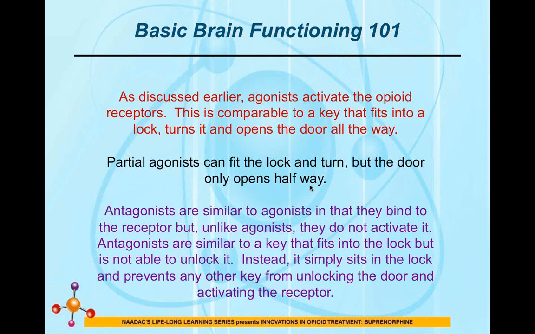Going a little bit further, we said antagonists are very similar to agonists in that they bind to the receptor, so that key is going to fit into the lock. But the difference is that the key is not going to turn the lock and unlock it. Instead, it's simply going to sit in that lock and prevent any other keys from unlocking the door and activating that receptor. I hope that little analogy helps with thinking about the different ways in which the agonist, partial agonist, and antagonist affect the receptors. Again, we'll talk about this some more.